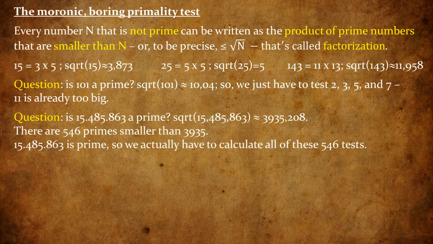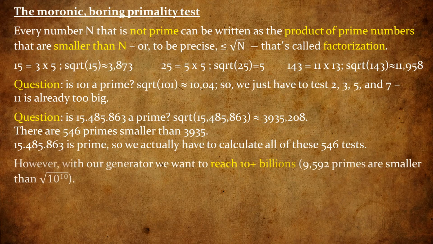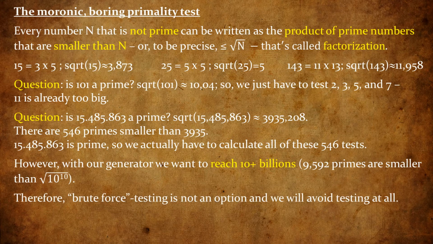If you have something like 50,485,863, there are already 546 primes that are smaller than the square root of this number. And because this number is prime, you have to actually calculate all 546 of these single tests. However, with our generator we want to reach 10 plus billions. And so we would have to run almost 9,600 tests for every single number in this range. We see brute force testing is not an option and so we will avoid testing here at all.